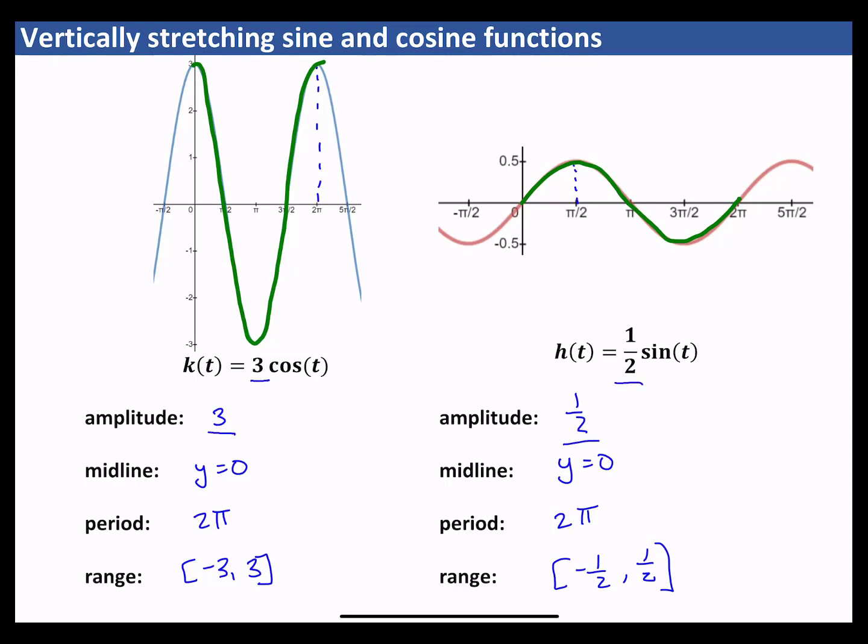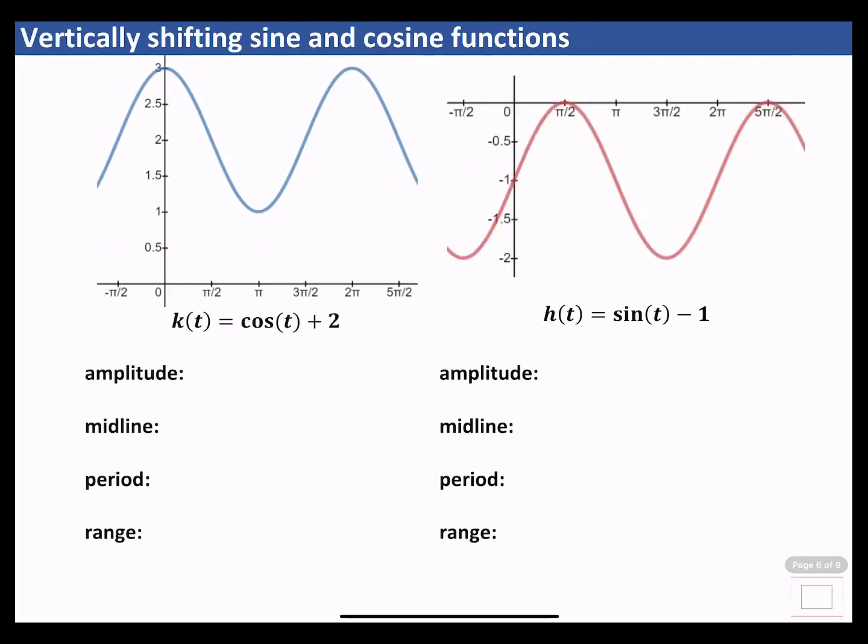Now let's look at the impact of vertically shifting the cosine and sine functions. On the left, we see the graph of k of t equals cosine of t plus 2, and on the right, we see h of t equals the sine of t minus 1. Pause the video and take a moment to identify the characteristics listed on your screen for both functions.